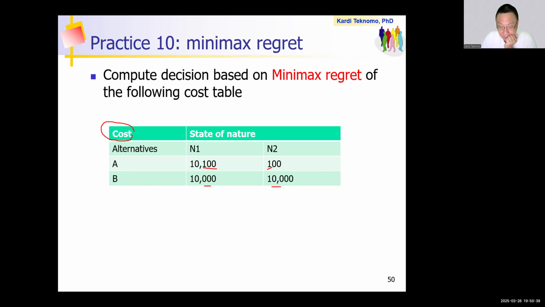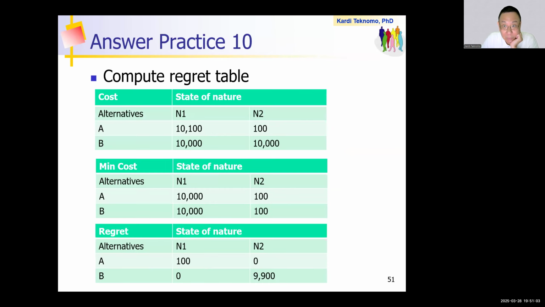How is it? Is it difficult or clear? So this is cost, so what will you do? This is the actual cost, so you get the minimum cost. For each column, you get the minimum and put that value. The minimum is 100, so you get that value. Regret is just the difference. So this is 10,100 and then 10,000, you get 100 here, right? You just subtract, and you get the regret.